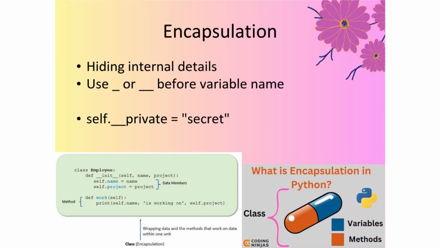Encapsulation. Encapsulation means hiding details that shouldn't be accessed directly. In Python, you can use a single or double underscore to make variables private. self._password = "secret". This doesn't fully prevent access but signals to others, hey, don't touch this. Encapsulation keeps your code clean and secure, especially in large programs or when working with sensitive data.